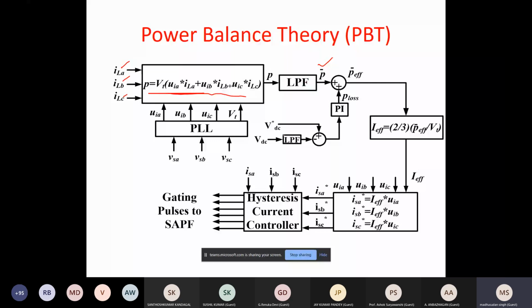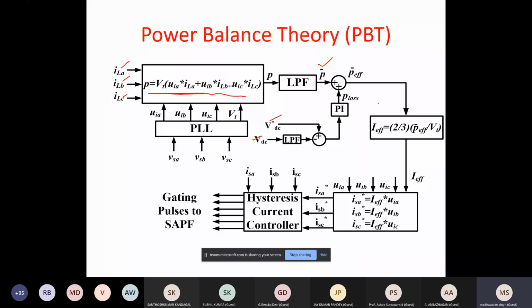Similarly, you have a VSC with a capacitor on the DC side, and we need to maintain the DC voltage. So we measure the actual DC link voltage, VDC, and compare it with a reference DC voltage, how much we want to maintain. The difference is passed through a PI controller. That much real power you have to supply to charge the capacitor, and this real power together with the load power is the net real power which must come from the source.